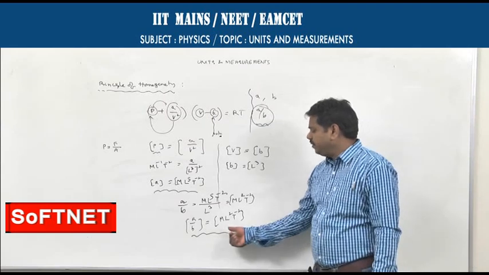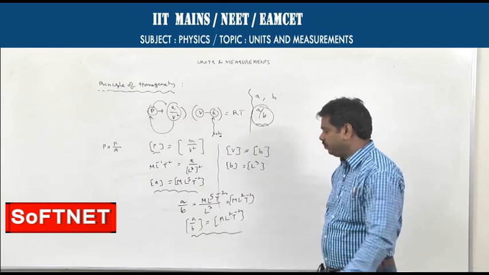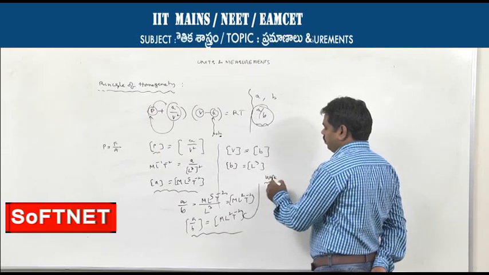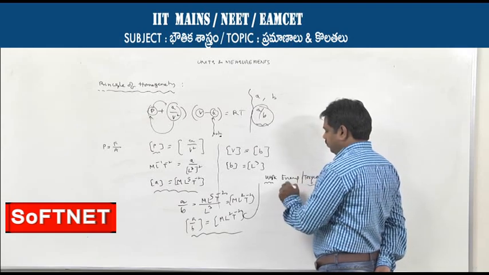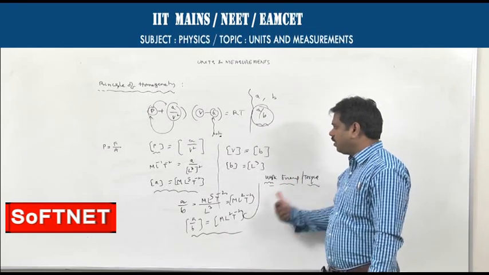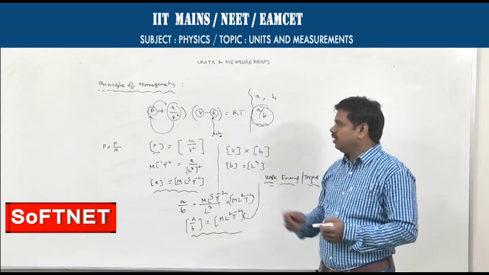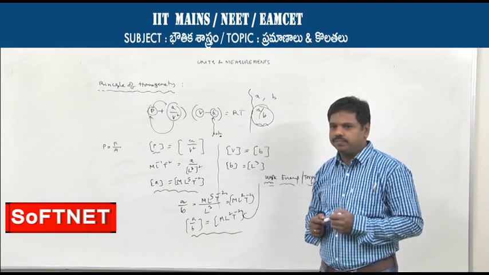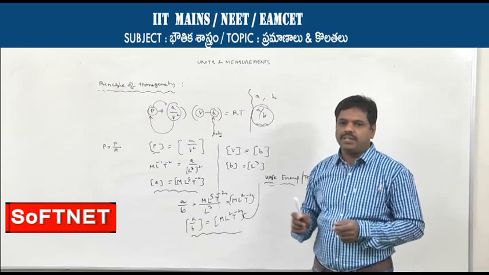Can you recall which physical quantity has the same dimensional formula M L square T power minus 2? Already you know it is the dimensional formula of work or energy or torque. So this A by B may belong to work or energy or torque. So like this, by using the principle of homogeneity, we can find the dimensional formula of different physical constants involved in the relations.